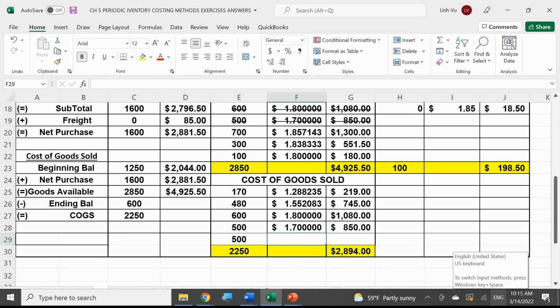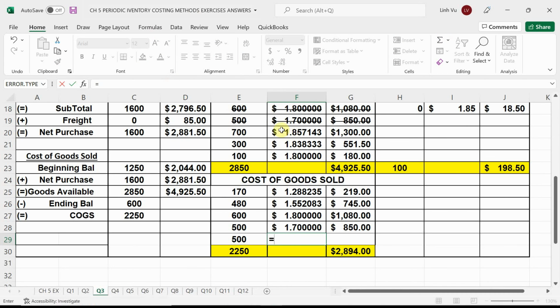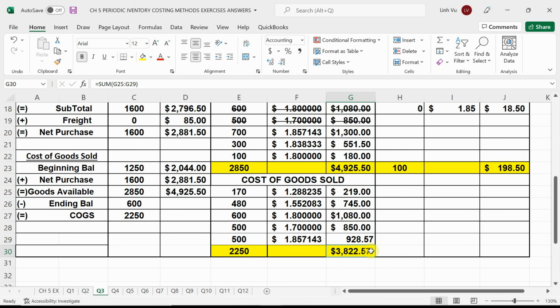Okay. So in this case, right, which batch of inventory am I going to take out from next? The 700. In this case, I'm not going to take all 700. I'm only going to take a portion out of that 700. So in this case, this is where I need to calculate, right? I need to calculate how much 500 units are going to cost me if each one is at $1.85714. Okay? 928.57.